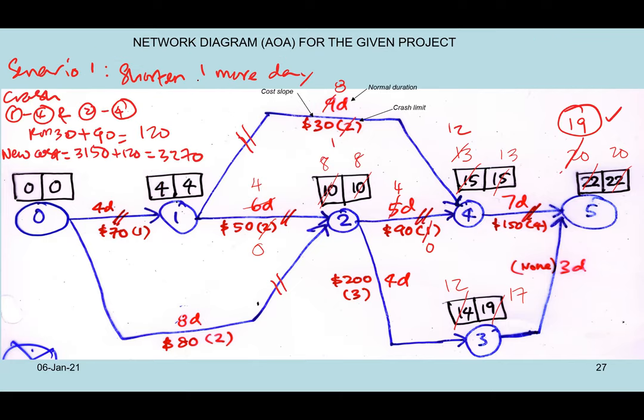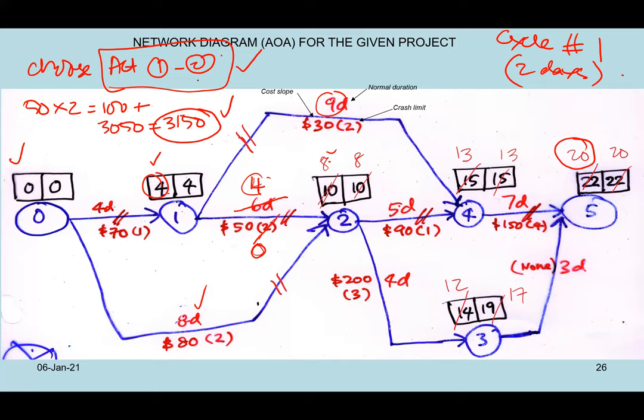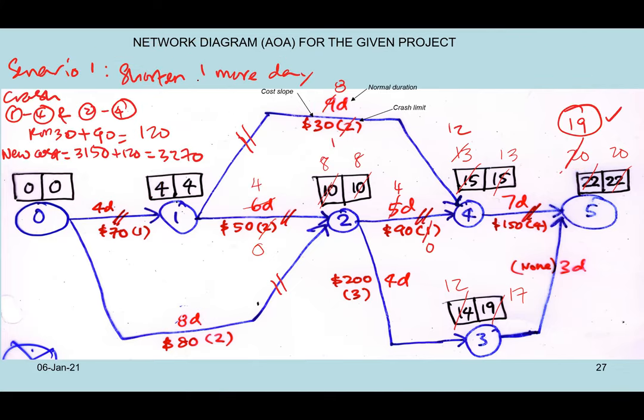Okay, now this is cycle number 2. Next, after cycle number one will be cycle number 2. What if you want to reduce one more day from 20 days? So meaning to say 19. Okay, now you do this exercise. Let's say cycle number 2.